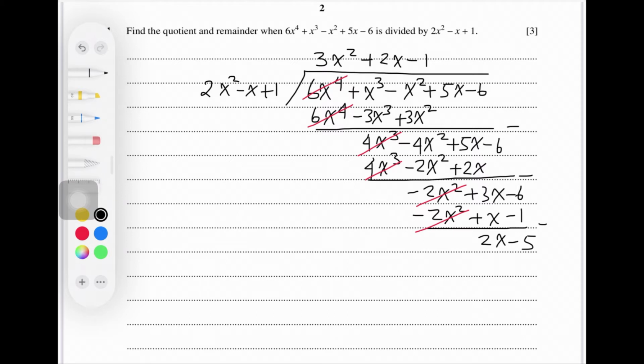So the quotient will be 3x squared plus 2x minus 1. This one is the quotient, and the remainder is this 2x minus 5.